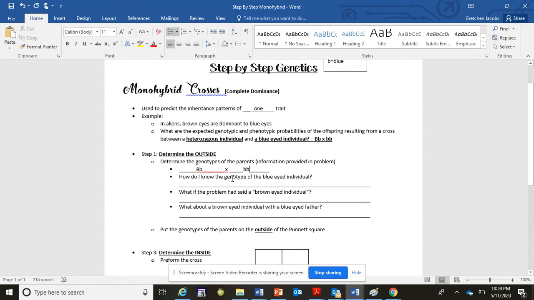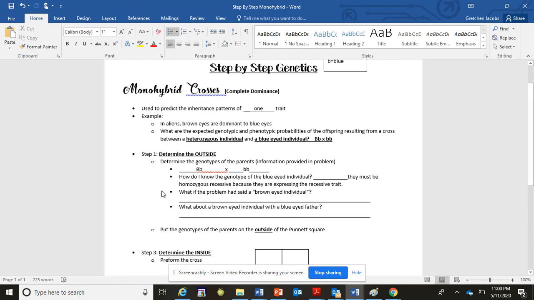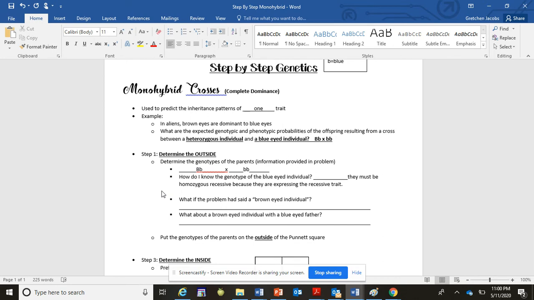How do I know the genotype of the blue-eyed individual? Because they must be homozygous recessive because they are expressing the recessive trait.